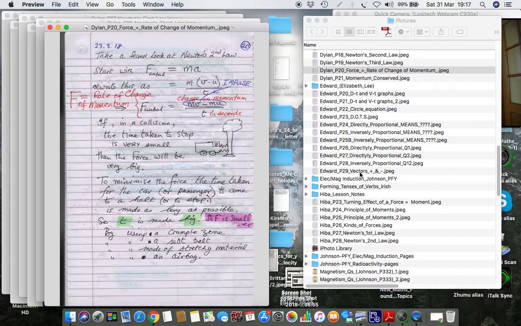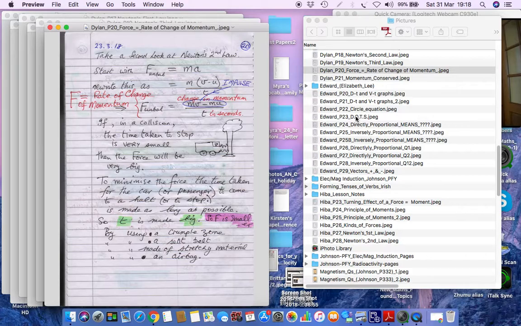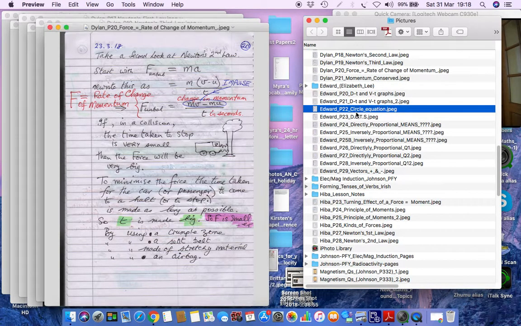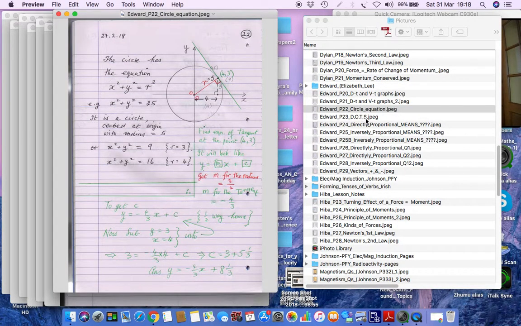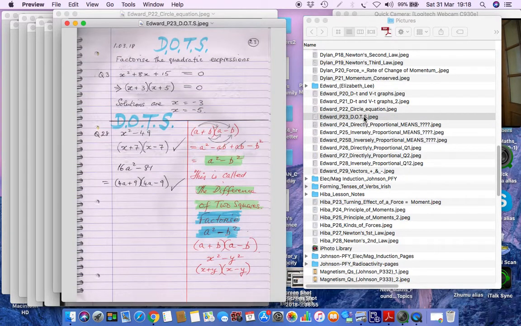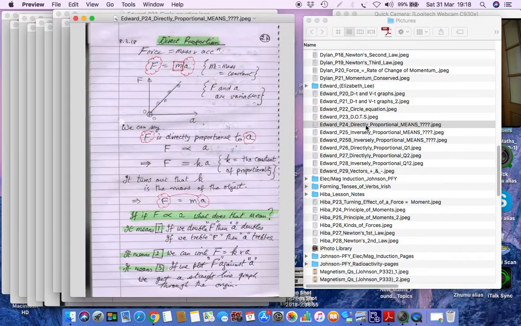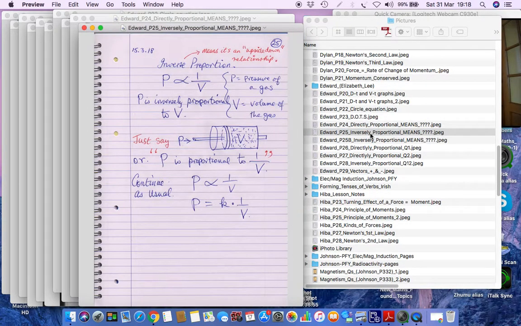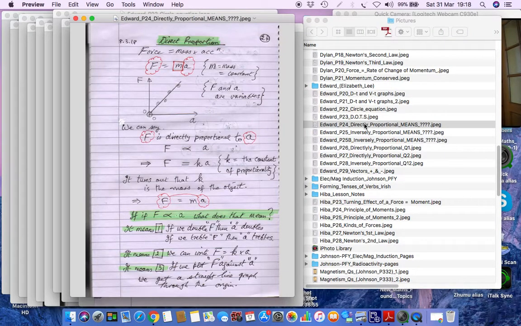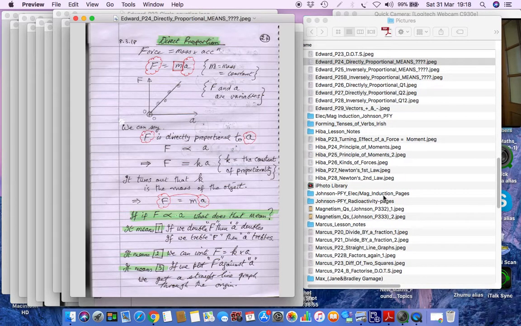On maths, I was recently doing some work on circles, some work on difference of two squares, some work on direct proportion, inversely proportional. Actually, I quite like that one. A bit of colour doesn't do any harm. And so using the pen and paper, it produces good quality work.